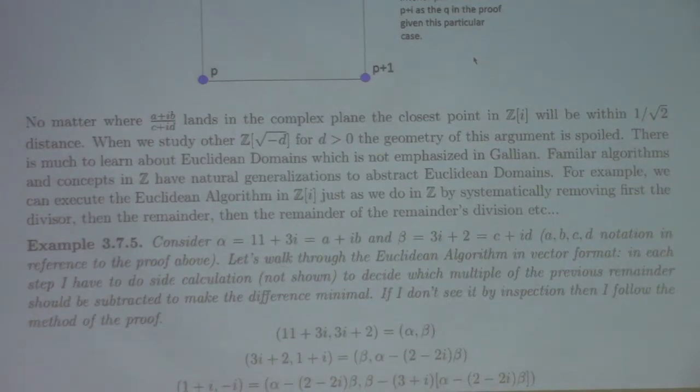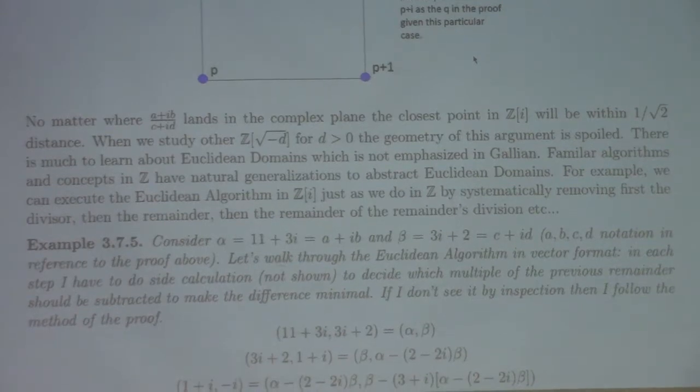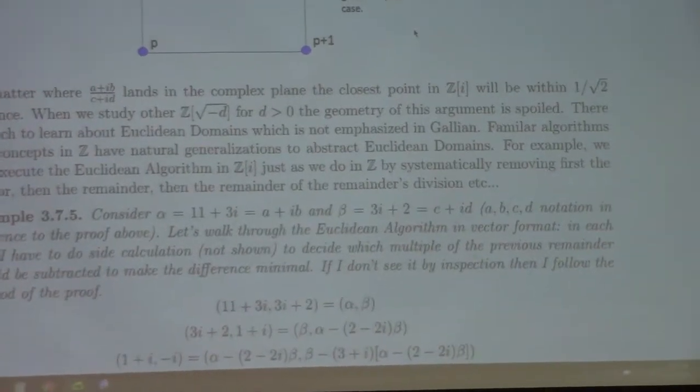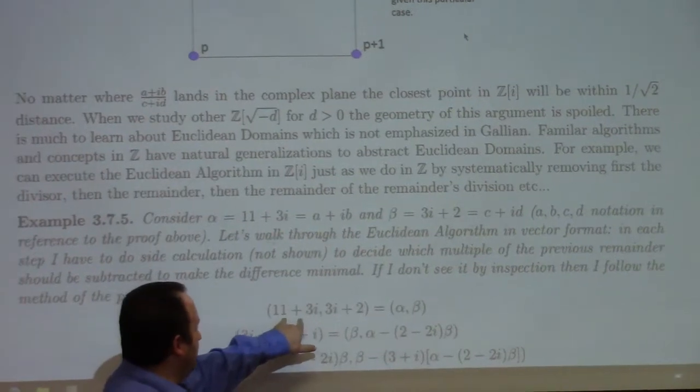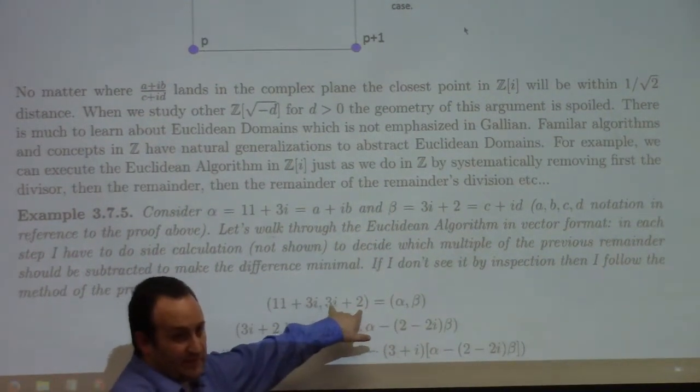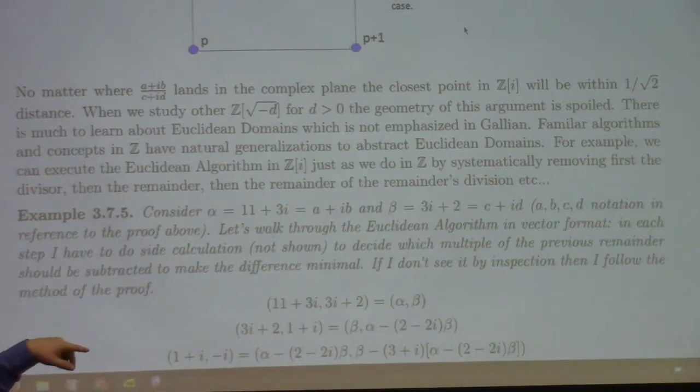Here's an actual example with some lack of calculation, but I was trying to show you the man behind the curtain, so to speak. Here, I start out with trying to find basically the GCD of 11 plus 3i and 3i plus 2 over the Gaussian integers. So this is called the vector notation for the Euclidean algorithm. You write what you start with and then keep track of what you do as you go. In so doing, you'll be able to see the linear combination of the initial elements in terms of everything you've done at the end without backtracking. So this is called the extended Euclidean algorithm in Stilwell.